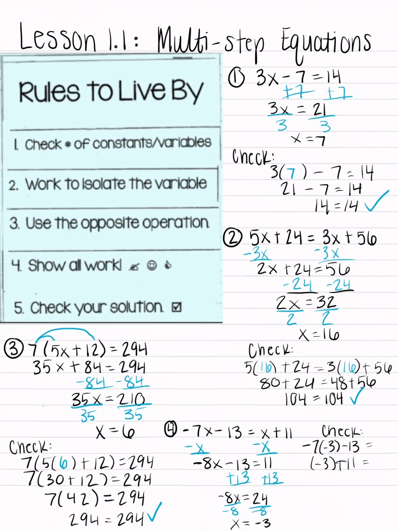So negative 7 times negative 3 is positive 21, and 21 minus 13 is 8, and then negative 3 plus 11 is 8. So yes, that works. That is a correct solution.